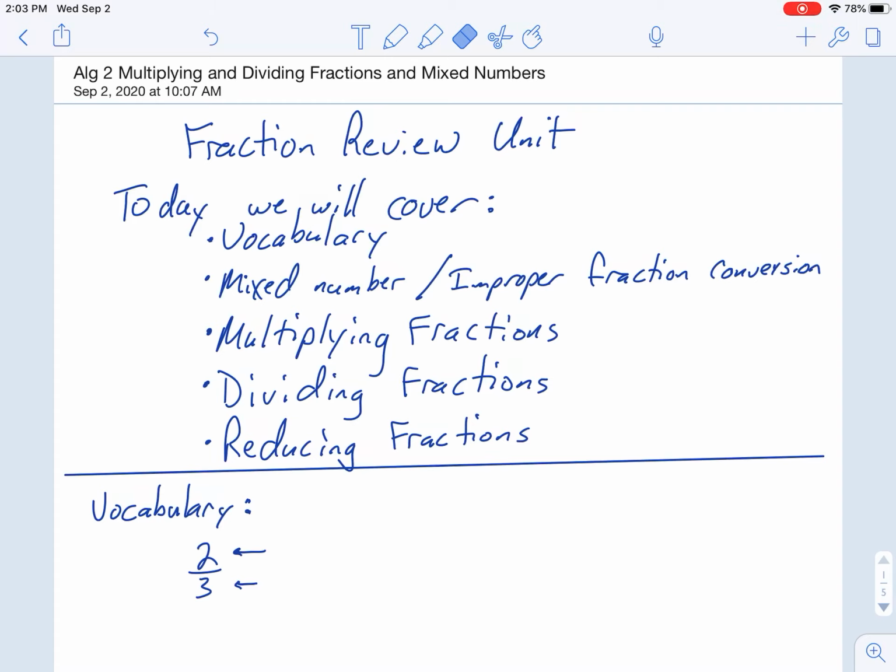As far as today, we are going to be covering vocabulary a little bit. We're going to talk about changing mixed numbers to improper fractions and back. We're going to cover multiplying and dividing fractions because they're basically the same thing and they're easy to learn in the same day or review in the same day. And then throughout the whole process, we will be reducing fractions.